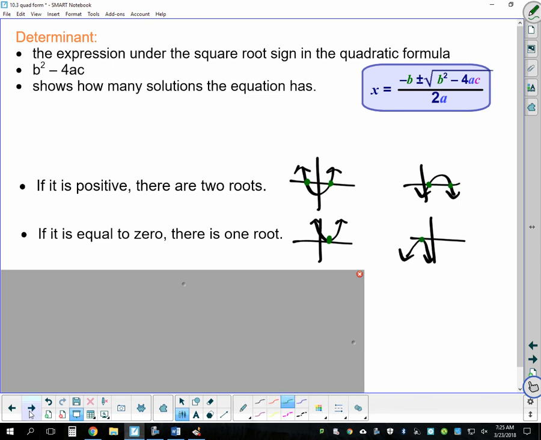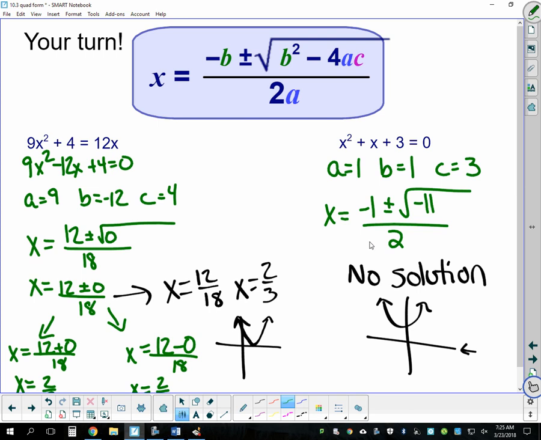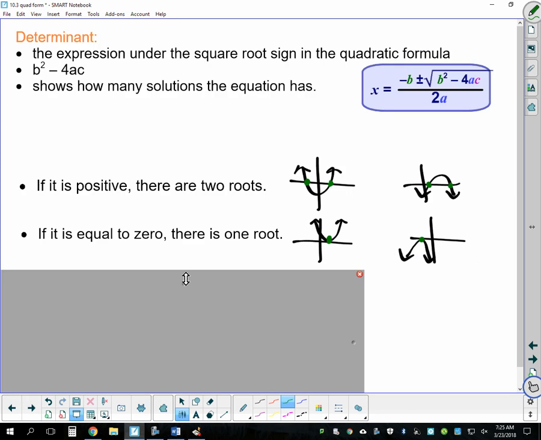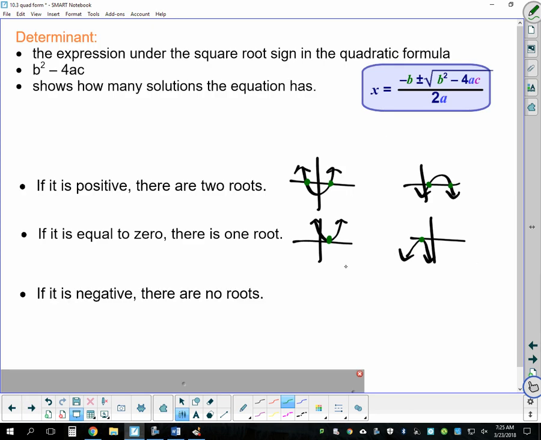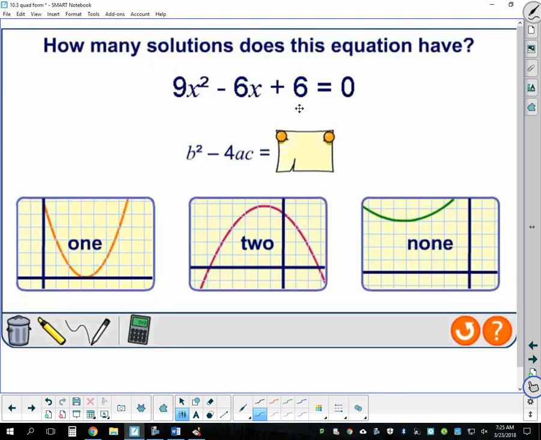And then the last option, if your determinant is negative, like this one was, we won't get any solution because we can't take the square root of a negative. So then that would be something either up here or something way down here, never going to touch your x-axis.